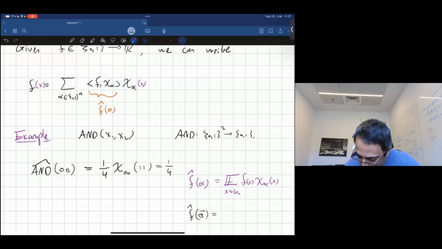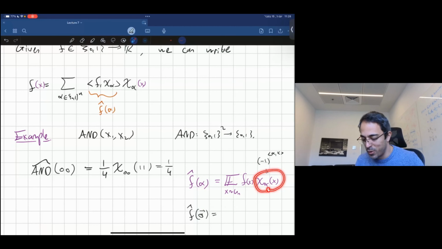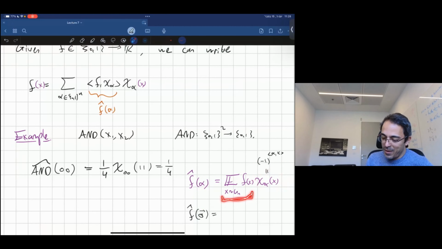Exactly, it's the average of f, because you see when alpha is 0, this character is the all ones character. It's always 1. Because this thing is (-1) to the alpha dot x, this character. Here alpha is just a shorthand notation for it. When alpha is 0, the inner product of 0 with any vector is always 0, and so (-1) to that is 1. So that's always 1, the all ones character that we know.